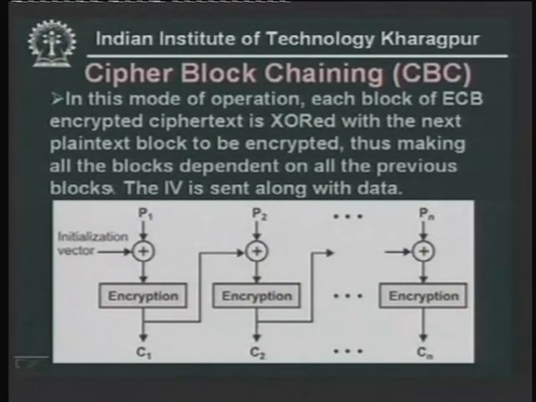Here this makes all the blocks dependent on the previous blocks, and the only thing extra that has to be done is that the initialization vector has to be sent along with the data. That means, apart from sending the ciphertext C1, C2 and Cn, you have to send the initialization vector to the receiving end, so that the decryption can be done by using the same initialization vector, which is a random number, and a new number is generated for different cases.